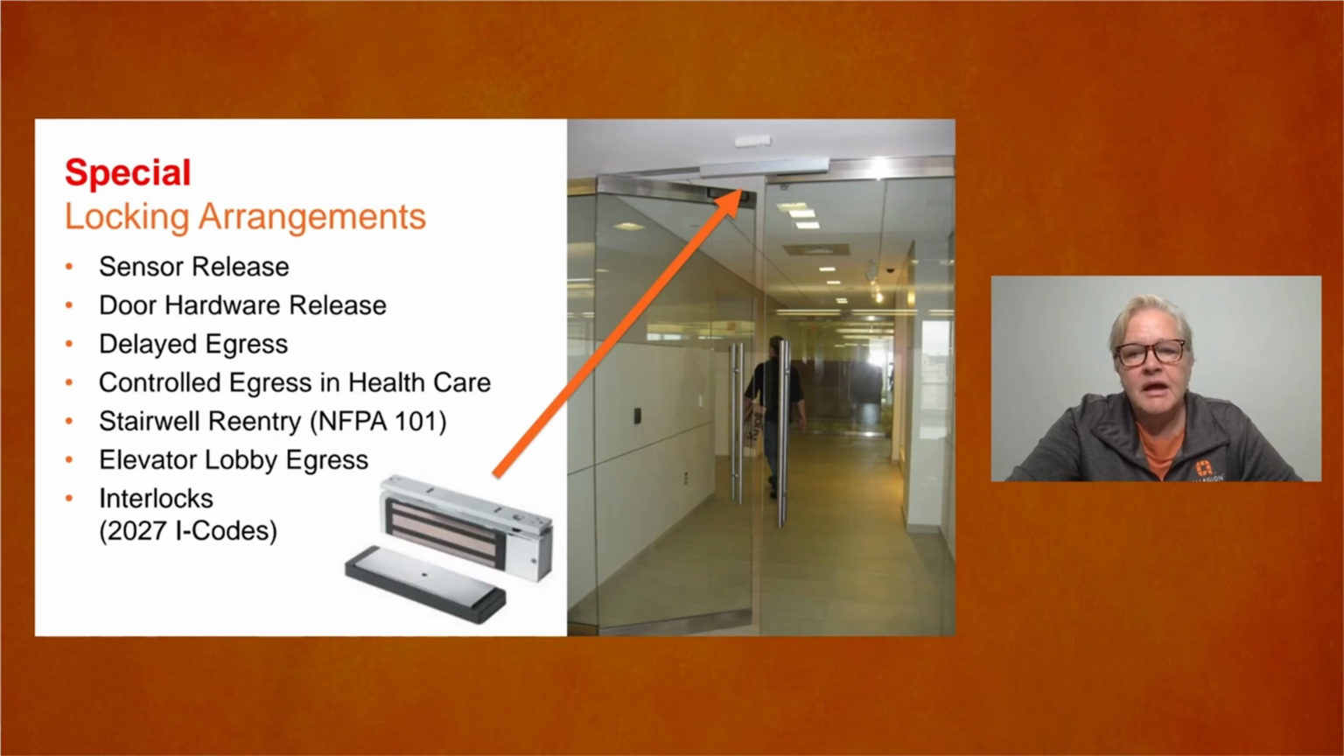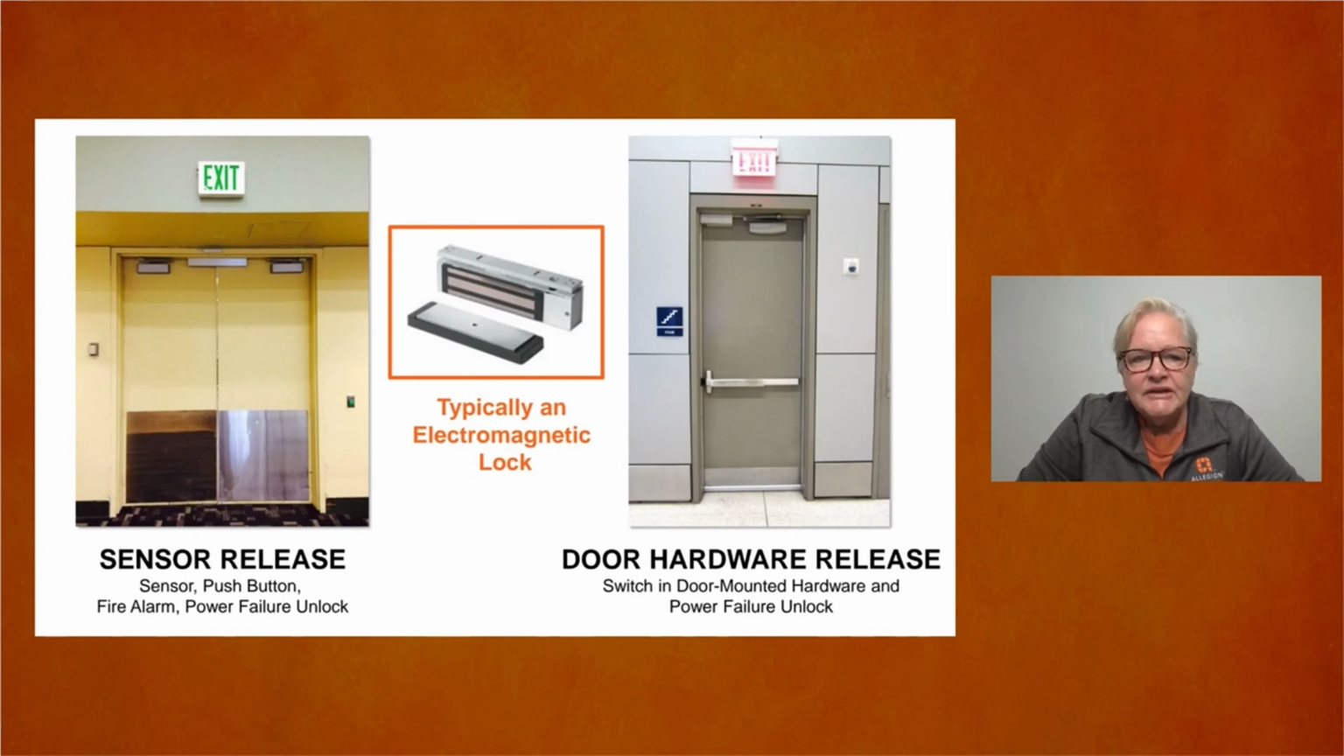So I'm going to cover some of these special locking arrangements in future sessions, but just to get us started, I put a few in here to compare. So here we have two that are kind of similar because these two systems are both usually used with electromagnetic locks. So the sensor release section, that's the door on the left, addresses doors where the lock is released by a sensor detecting a building occupant approaching the door. So I'm approaching the door, it senses me, and it unlocks that mag lock for egress. And then we also have to have an auxiliary push button, and the door has to unlock upon power failure and upon fire alarm activation if the building has a fire alarm system.